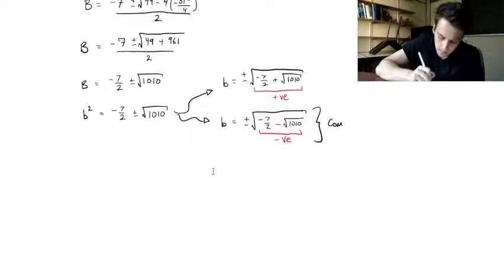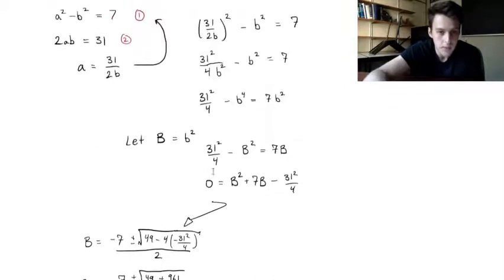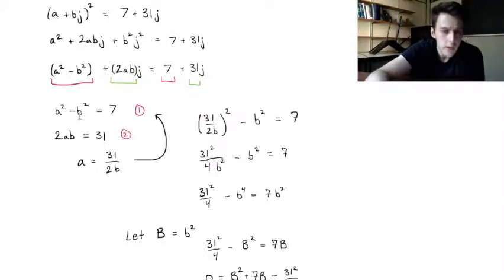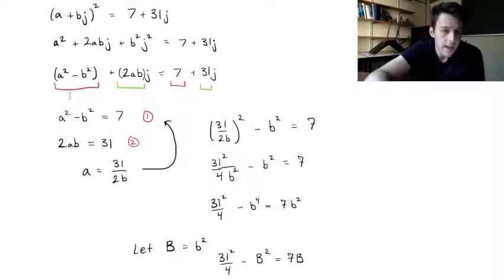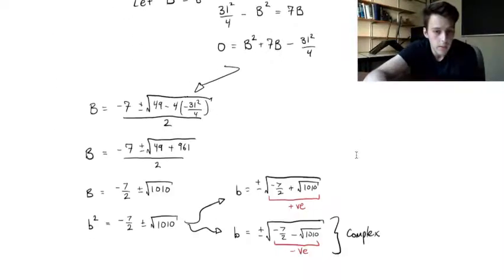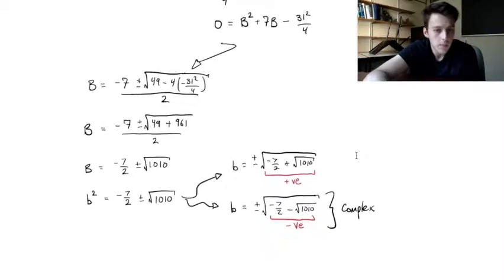Let's just remind ourselves what exactly b is. Look at equation 1 right here, specifically where it comes from: a squared minus b squared. So we can't have our b squared term being a complex number.